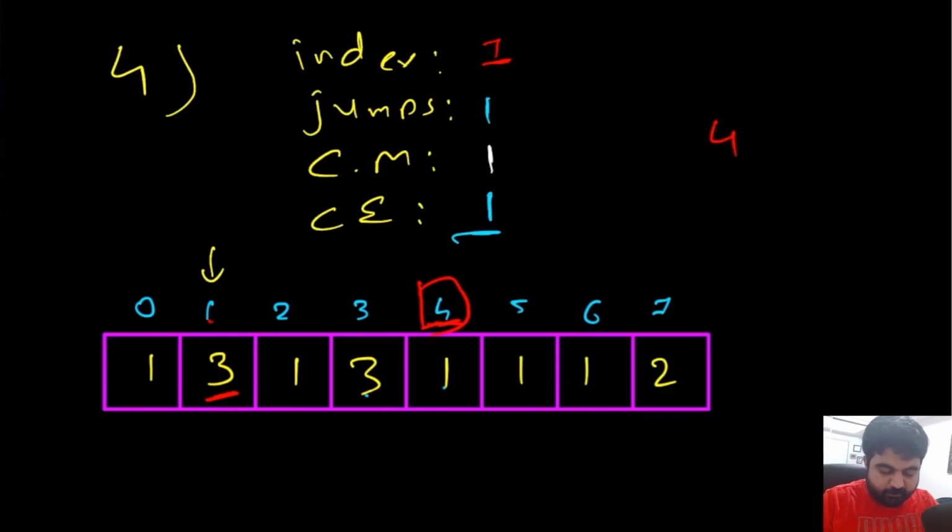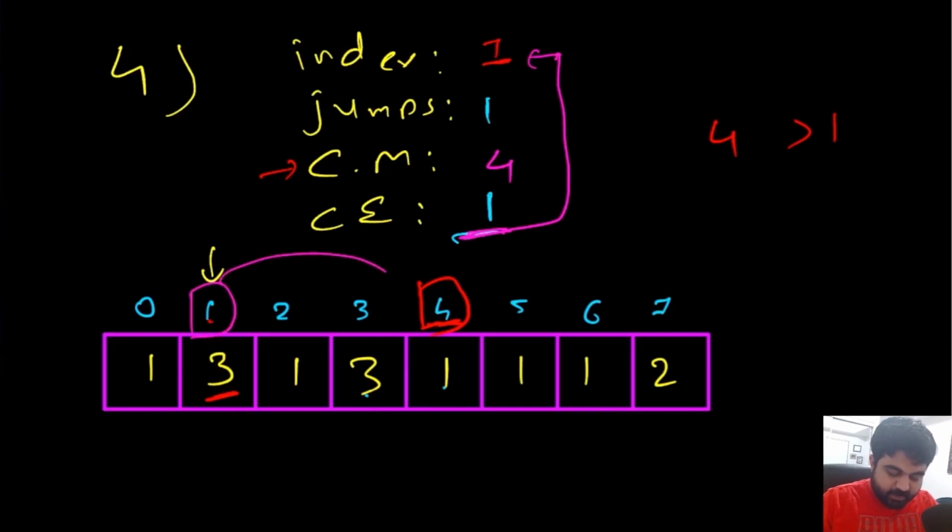So we will compare 4 with the current maximum we had. Current maximum is 1, so 4 is definitely greater than 1, which means it is sensible for us to update the current maximum. So current maximum becomes 4. Now we will also have to check what is the current end. Now current end is still same as the index value because this was the current end, which means that anyways we will have to make a jump.